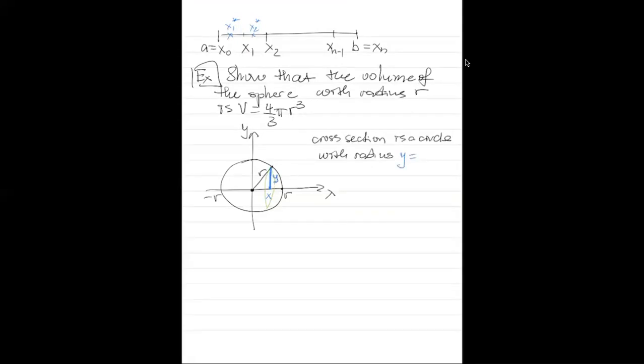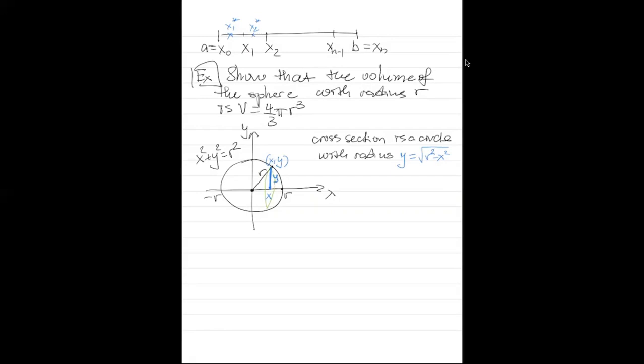Since x and y are on the circle, they satisfy the equation of a circle, which is x squared plus y squared equals r squared. Then y would equal the square root of r squared minus x squared, if you solve for y from the equation of a circle.